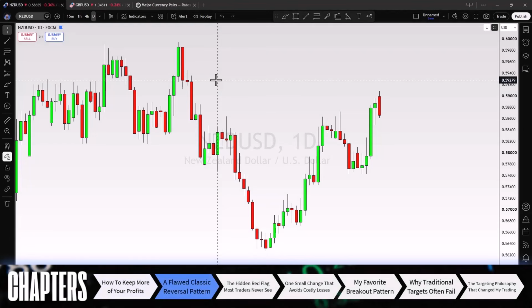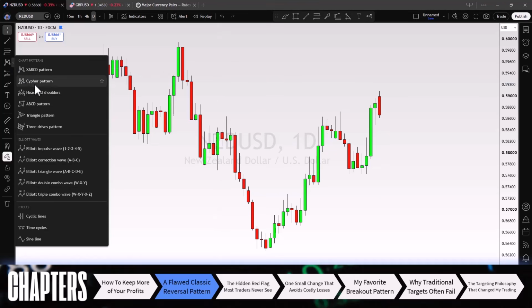Here on the New Zealand dollar, we had a nearly picture-perfect example of a head and shoulders pattern. Now, the head and shoulders pattern is a classic chart pattern that's typically used to identify potential reversals in the market. And there was nothing wrong with the pattern itself. However, what stood out to me was the small but very important detail of overlapping structure sitting right above the neckline. So let me draw this in for you.